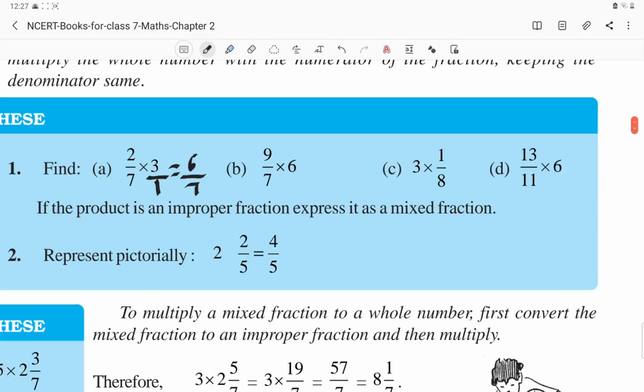9 by 7 times 6 by 1. 9 times 6 is 54, and 7 times 1 is 7. 3 by 1 times 1 by 8 equals 3 times 1 is 3 and 1 times 8 is 8.